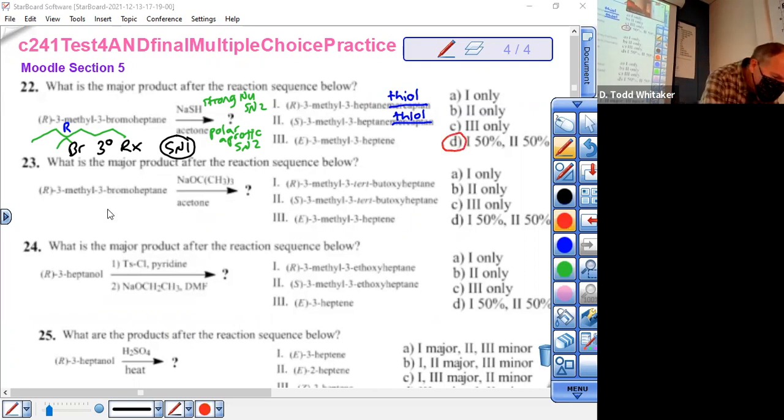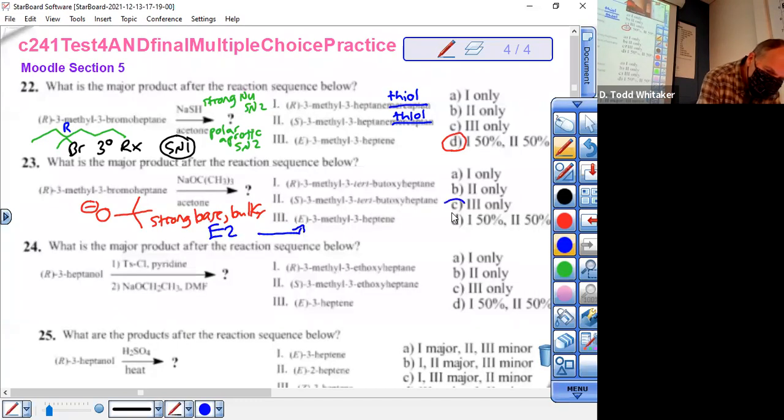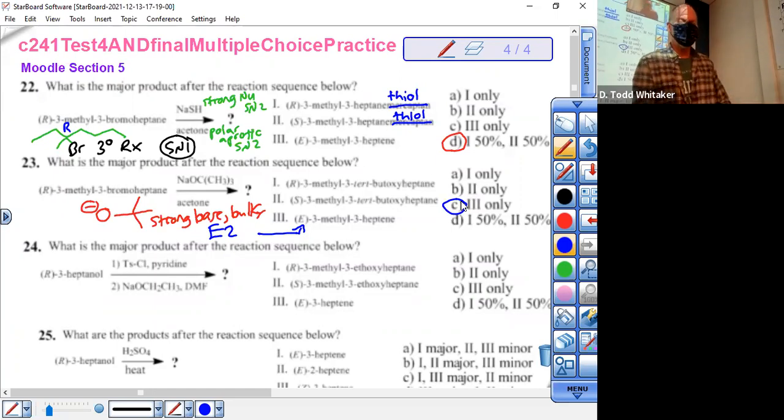This one I'm not even going to do the analysis because this is one of the strong bulky bases. Strong base that's also bulky. Forget about analysis, it's E2. Done. Just find the one that's an alkene. You'd also make some E 3-methyl-2-heptene, but I didn't ask about that one because you could have gone the other direction.